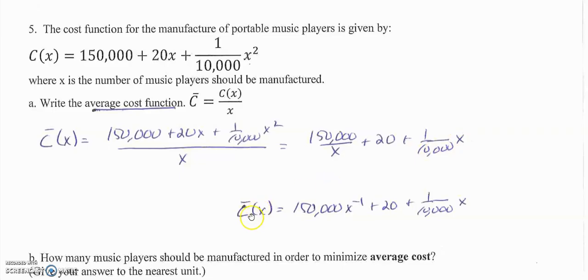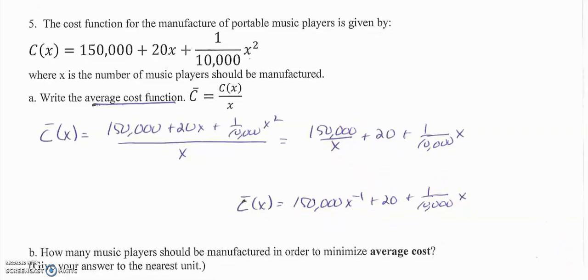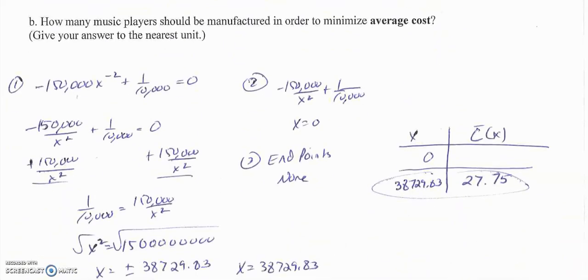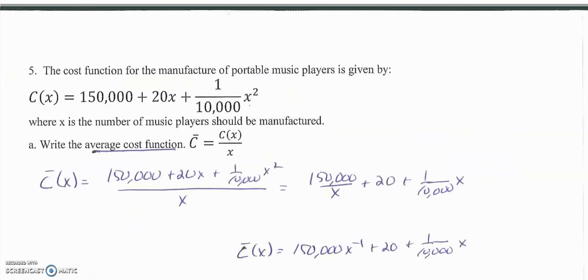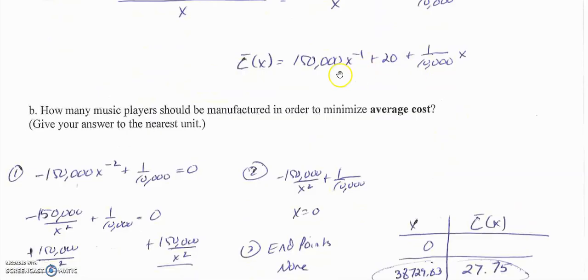That can be rewritten as the average cost equals 150,000 x to the negative 1 plus 20 plus 1 over 10,000 x. So now we go through stationary, singular, endpoints to minimize average cost. So if we want to take the derivative of 150,000 x to the negative 1, that would be negative 150,000 x to the negative 2. Derivative of 20 is 0. Derivative of 1 over 10,000 x is 1 over 10,000. Set it equal to 0 and solve.